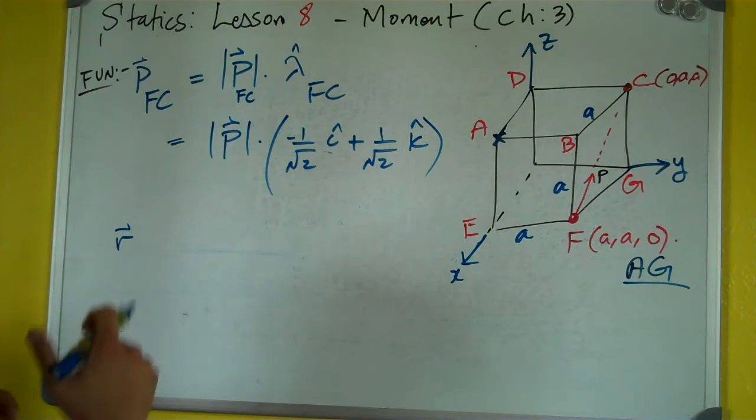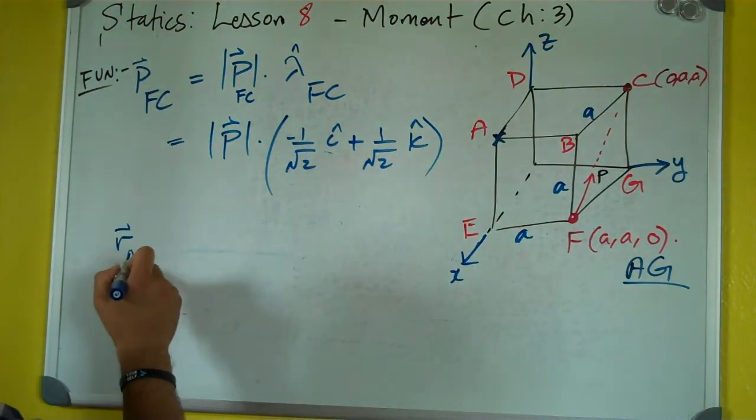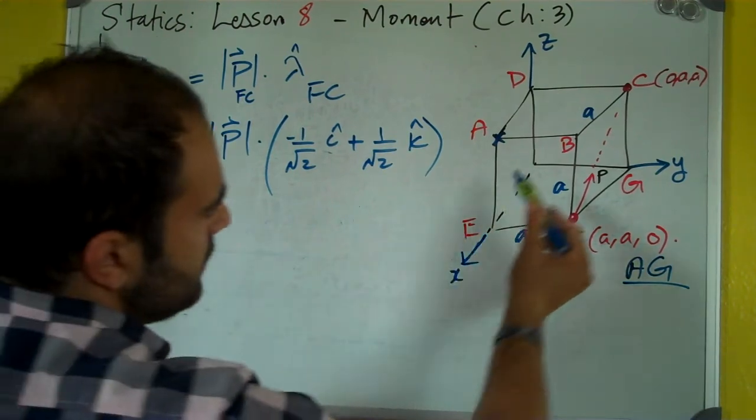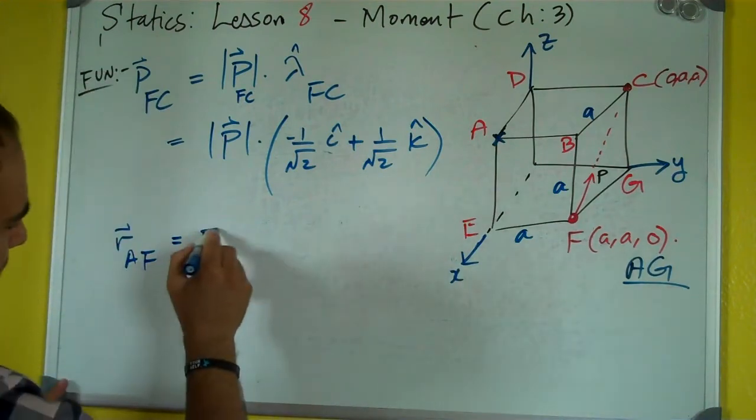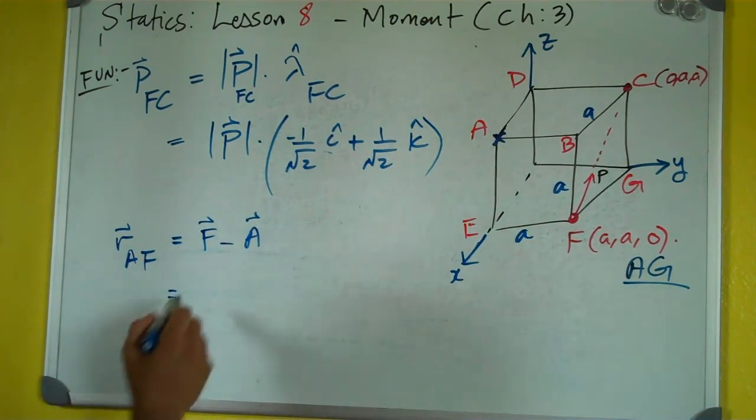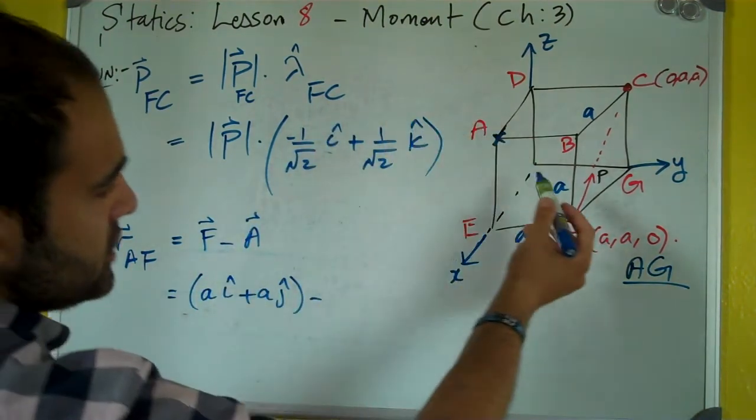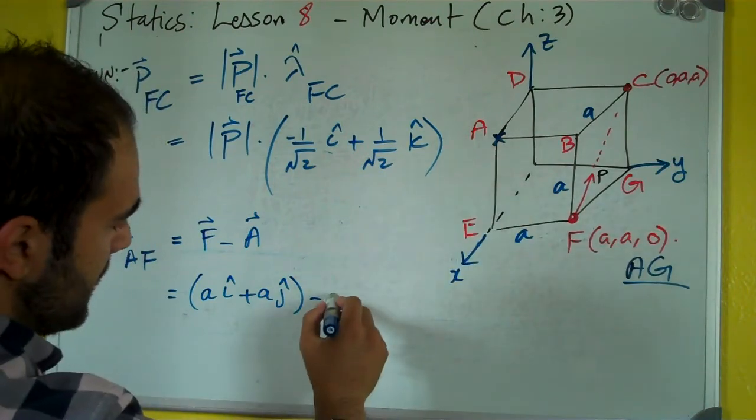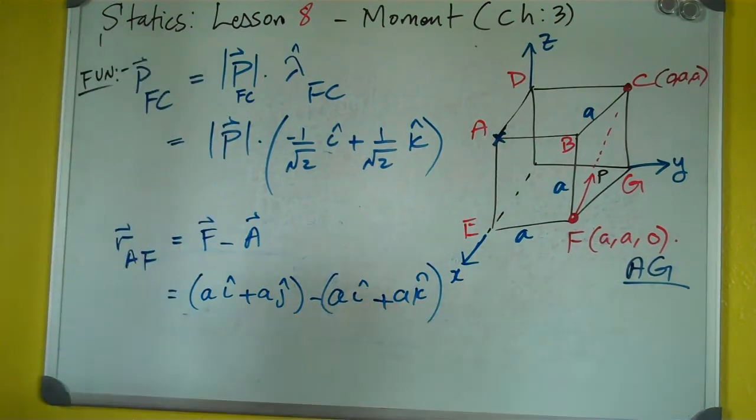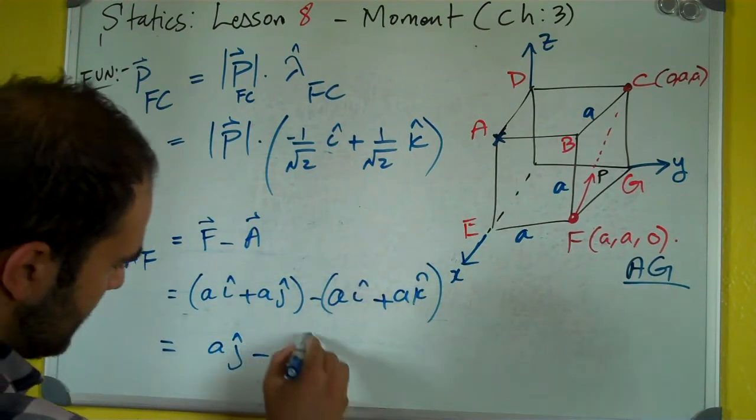I'm looking for A, so the distance from A to the initial point of the line of action of the force. So AF equals F minus A. F already, we know that is A I, A J, minus your A, which is 0, 0, A, so it's going to be A in the K direction. Sorry, a lot of A's. I hope that you're going to get an A. So that means you've got A J minus A K.